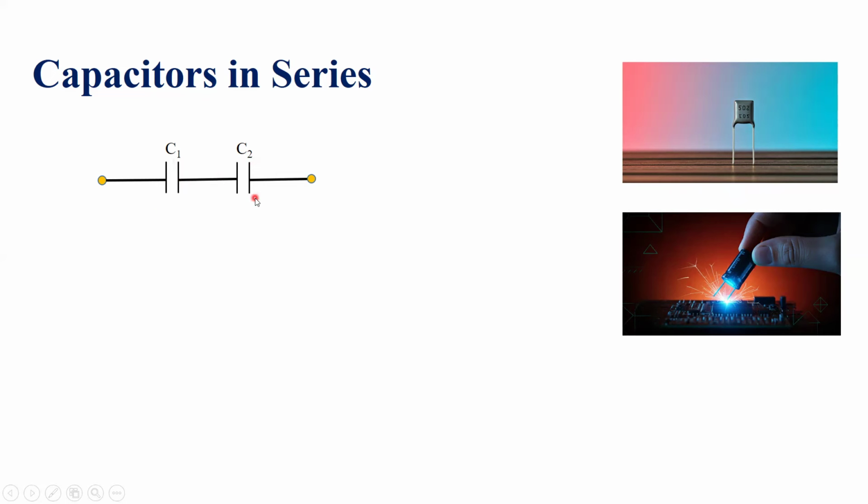In this case, their equivalent capacitance or net capacitance can be calculated as 1 over C equivalent, where C equivalent is the equivalent capacitance of this network, that is equal to 1 over C1 plus 1 over C2. Therefore, we see that C equivalent will be equal to 1 over this term. So basically, C equivalent is the reciprocal of the term that is shown right over here.